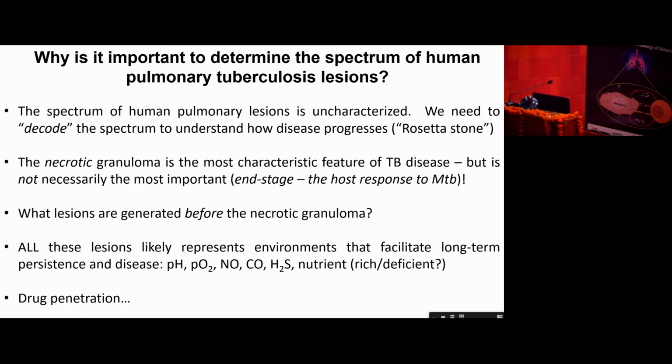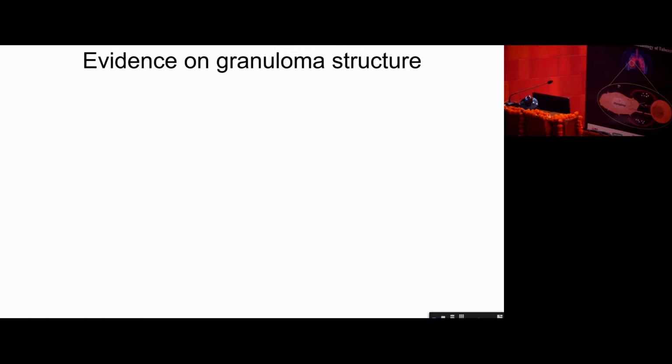I have to emphasize that all these lesions likely present environments that facilitate long-term persistence of the disease. That's the usual view, what many people have written about. There's a lot of speculation, very little evidence for this. And then also, understanding the lesions would help us explain why maybe some drugs do penetrate better than others. So there are a lot of advantages in studying the spectrum of human TB lesions.